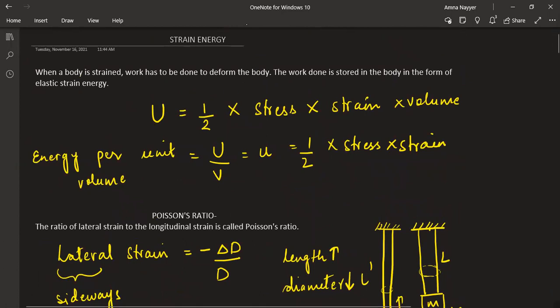Any doubts you have, text me, ask me, get it clear. Because after this, we have to start with fluids. This was a very short lesson. Then your bulk properties will be over.